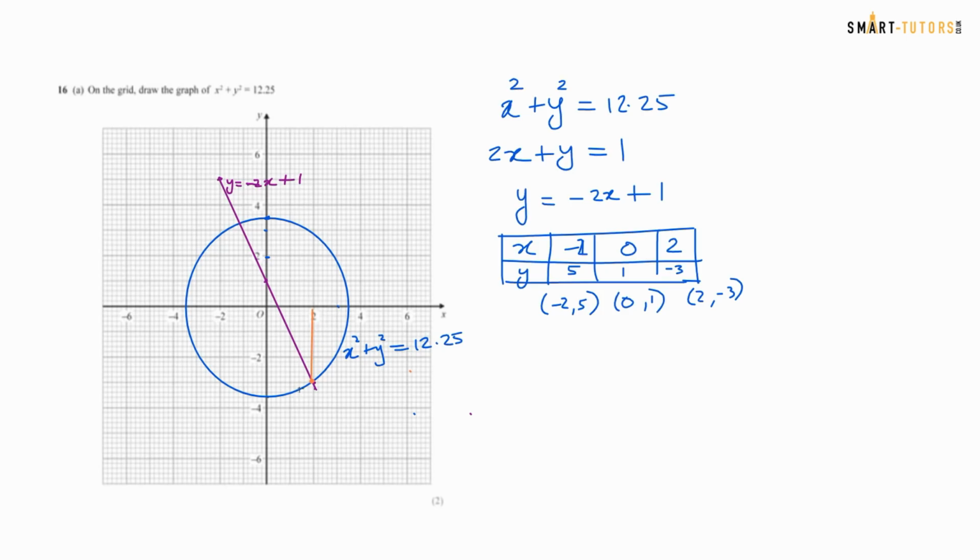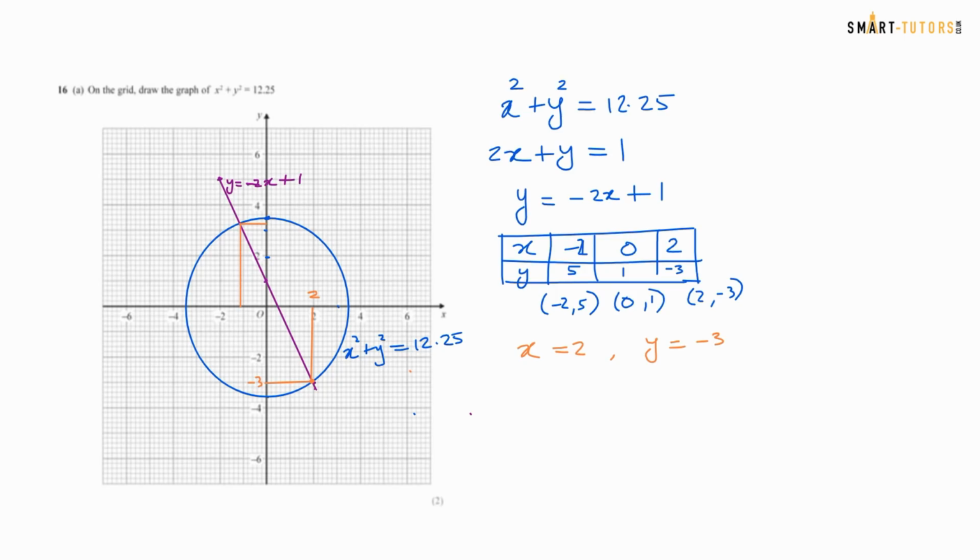Now for the intersection point, let me use a different color. So this point, and I am going to find the x coordinate by drawing a line. That is nearly 2. That's the reason they ask you to estimate. The x answer is 2 and the y answer is minus 3. So one pair of answers is x equals 2, y equals minus 3.